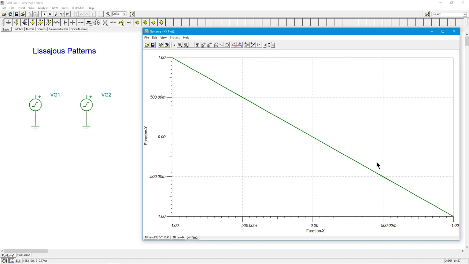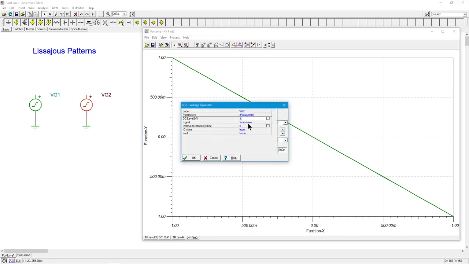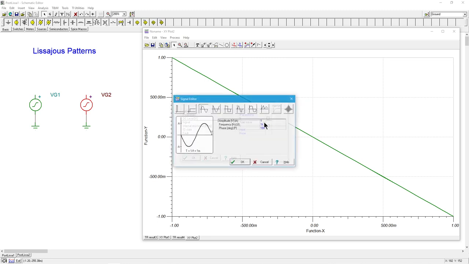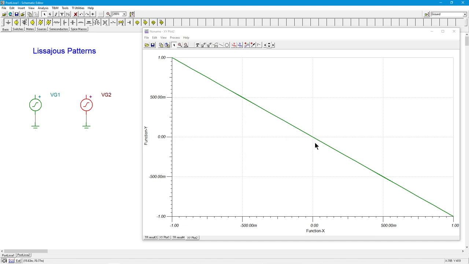So far, so good, right? And you're thinking, well, I know how to draw a straight line. All right, so here's where it starts to get interesting. What if we have a phase that's neither of these? Let's do something like 90 degrees. What happens now? Okay, this is a little bit more complicated because now you have a sine and a cosine, basically.